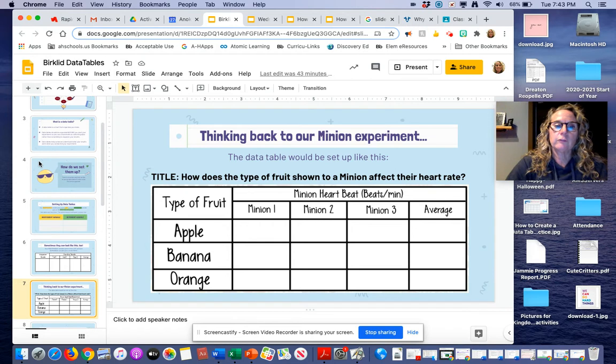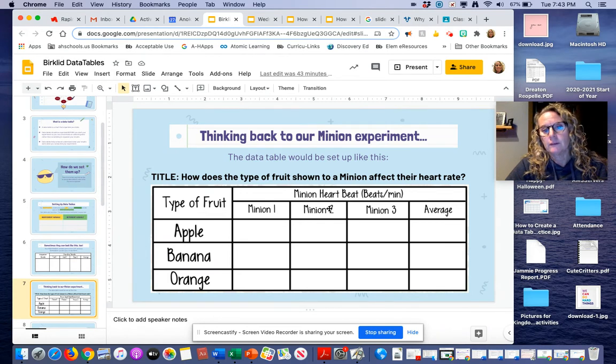So when we tested the first minion's heart rate, we'd show them an apple, and we'd write their heart rate in beats per minute right here. Then we would show that same minion a banana, and we would write their heart rate right here. And then we would show that same minion an orange, and we would write their heart rate right here.